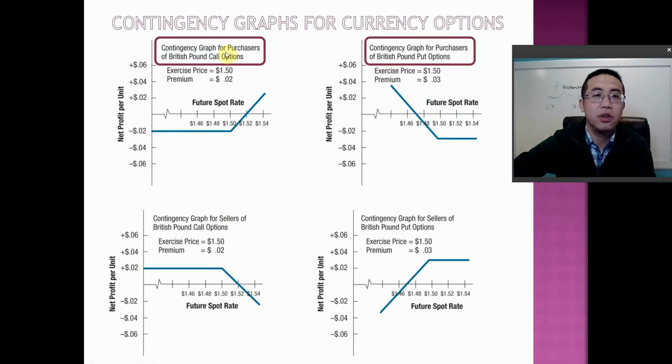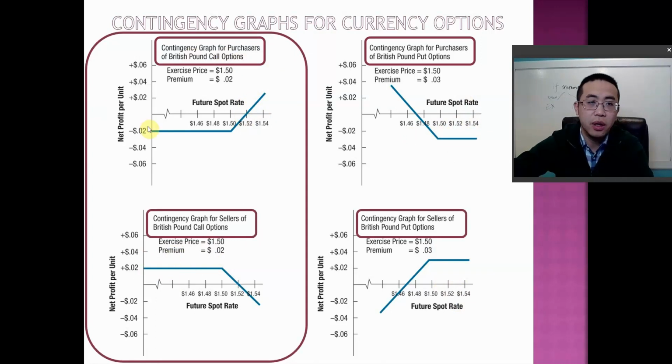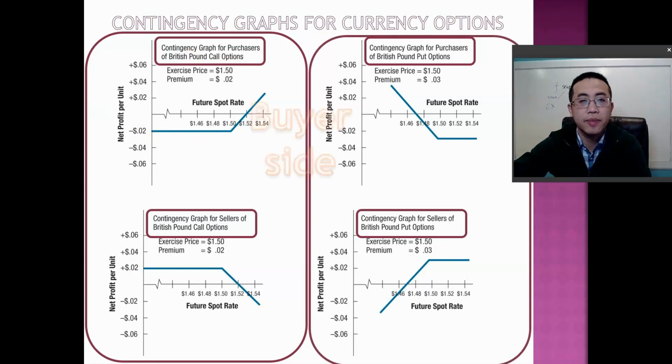So how do they make money? For the call option purchaser, here is where they make the money. And for the put option purchaser, or the put option buyer, here is where they make money. And for the call option seller, they make money when the spot rate is going down. And for the put option seller, they make money when the spot rate is going up. So it really depends on how you perceive the market. As I said, whether it's a call option or put option, the buyer's profit is always the negative of the writer's profit.